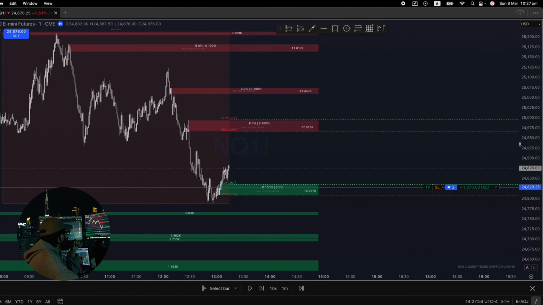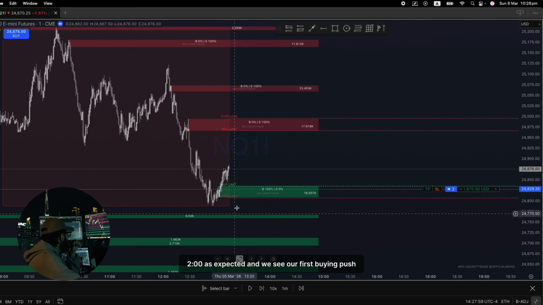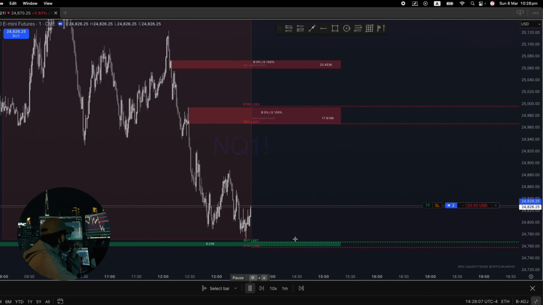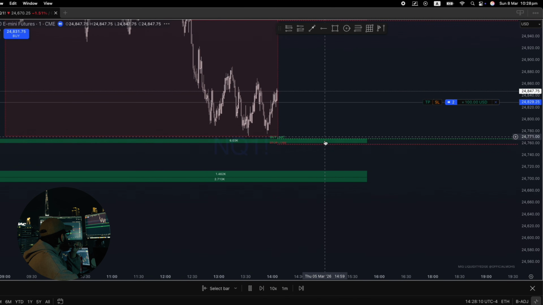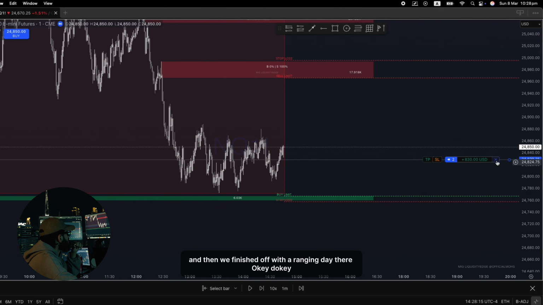There's our bounce. We can clearly see after this very strong bearish day, we get to our 2 o'clock as expected, and we see our first buying push. If you missed it, you could have tried to take the continuation. And then we finished off with a ranging day there.